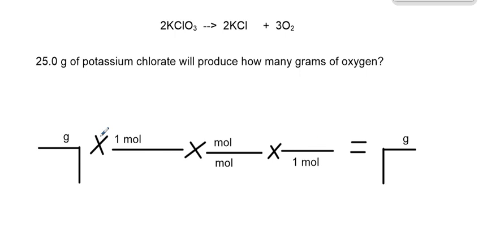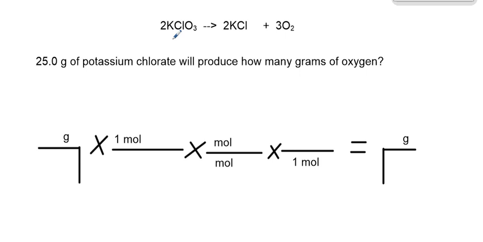And we always have this format. There's a gram here, a 1 mole here, mole without numbers, and 1 mole on the bottom, and a gram over here. So this is what our bridge system always looks like when we're doing gram-to-gram stoichiometry. So let's get started. 25 grams of potassium chlorate will produce how many grams of oxygen?